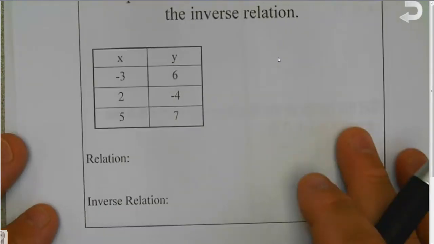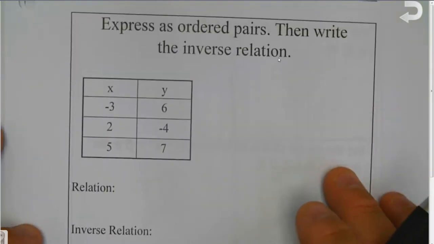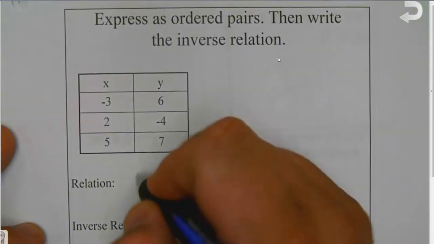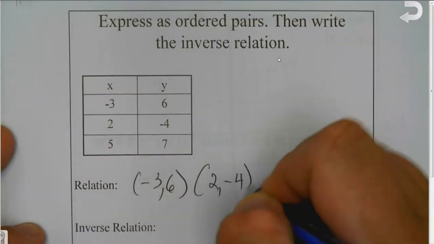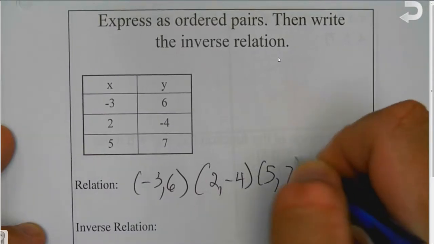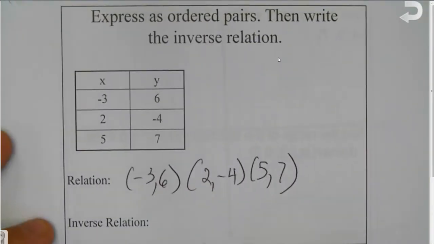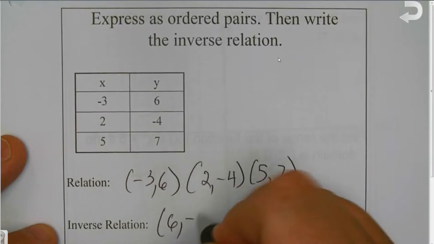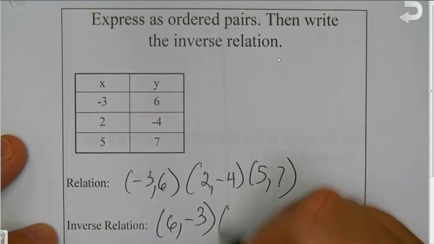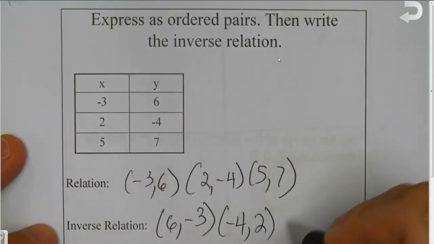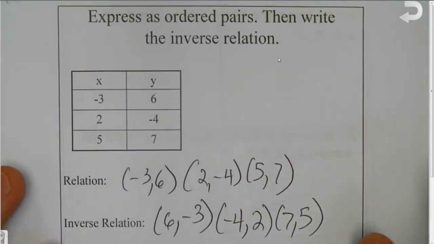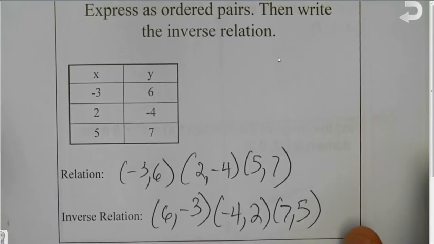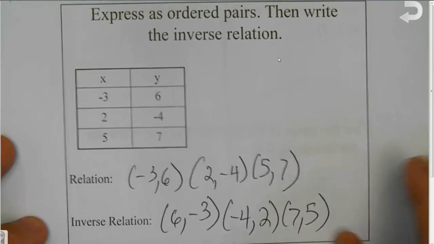So if we were going to do this one, we would write the relationship, negative 3, 6. 2, negative 4, and 5, 7. And then in order to show the inverse, we would just flip. 6, negative 3, negative 4, 2, and 7, 5. Pretty easy. And hopefully you guys will find it easy when we practice in class.